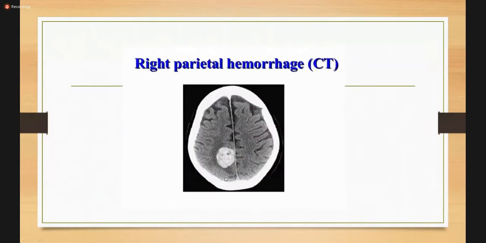This is the right parietal hemorrhage on the CT scan brain, and this is the surrounding brain edema.